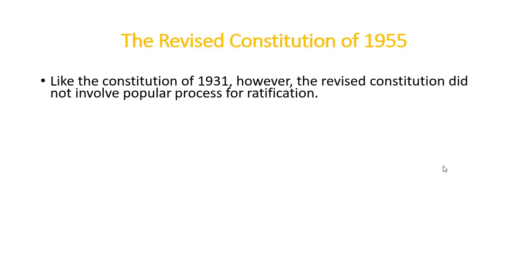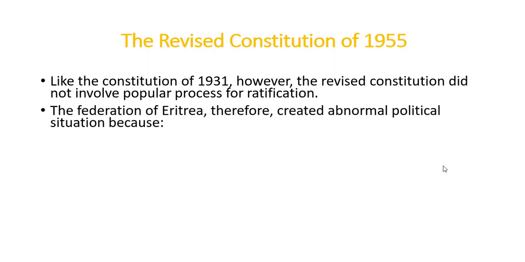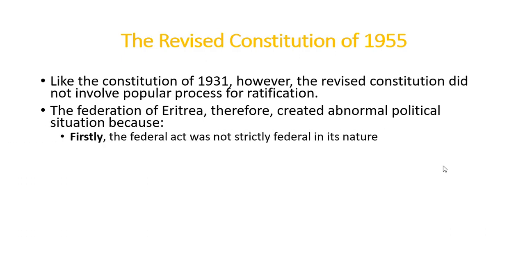The Federation of Eritrea therefore created an abnormal political situation. First, the Federal Act was not strictly federal in its nature. Ethiopia remained a unitary state with absolute rule of the emperor, while Eritrea obtained an entirely different government. In other words, there emerged two separate governments based on entirely different principles: an elected government in Eritrea and an absolute monarch in Ethiopia. Thus, both were exercising different power over the same territory.